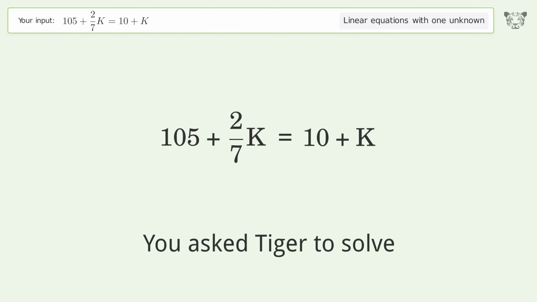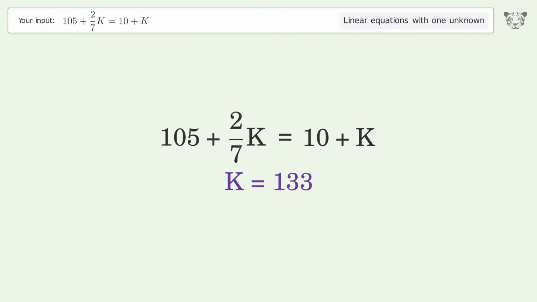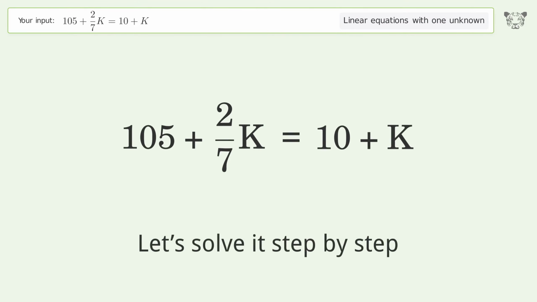You asked to solve this. It deals with linear equations with one unknown. The final result is k equals 133. Let's solve it step by step.